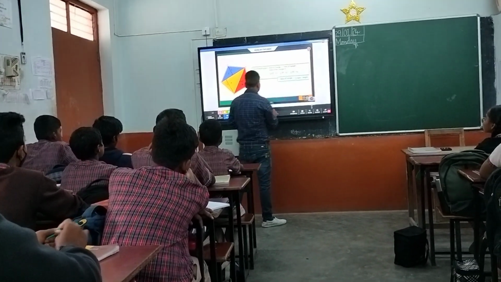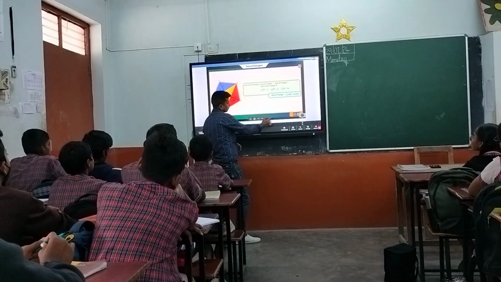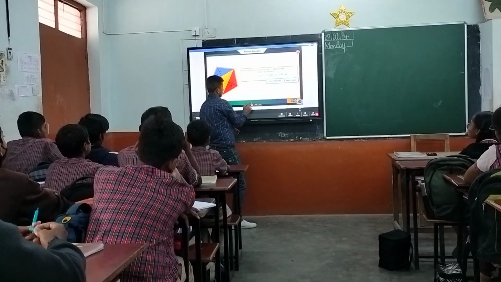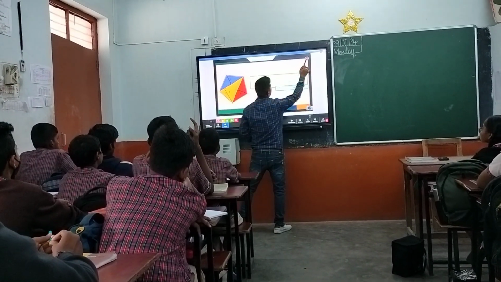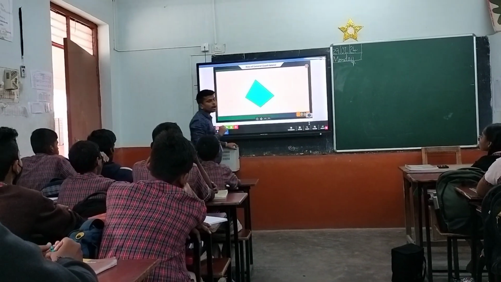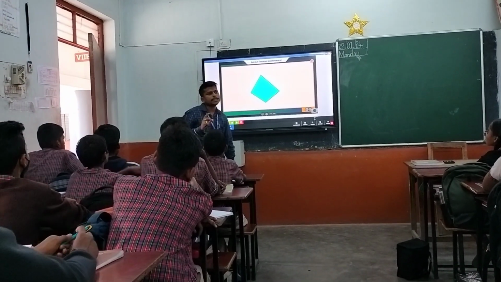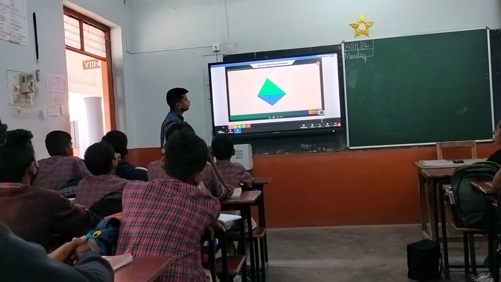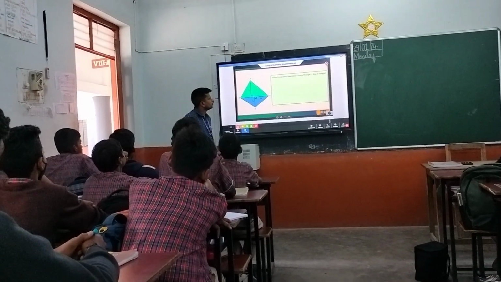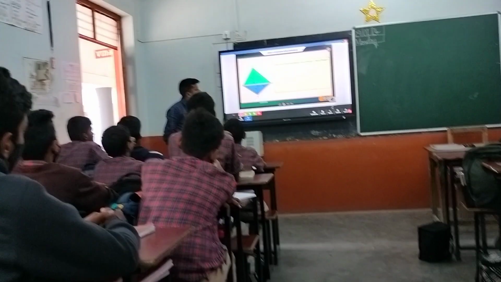So now we will move further, and we will see how to find the area of a general quadrilateral. The area of a general quadrilateral will be found by triangulation. Triangulation of a quadrilateral will give us 2 triangles.